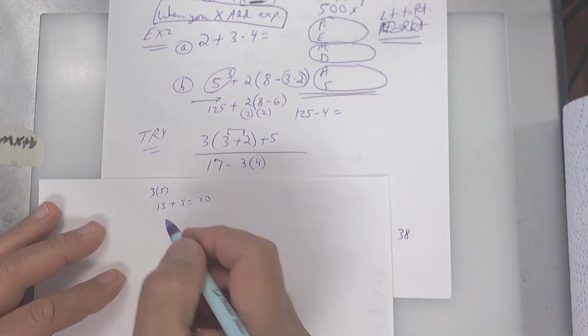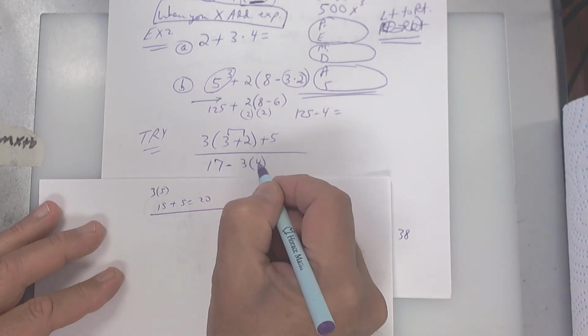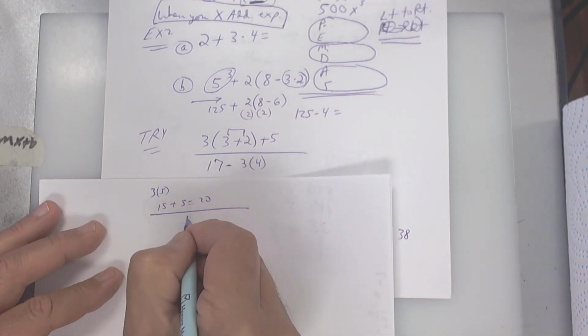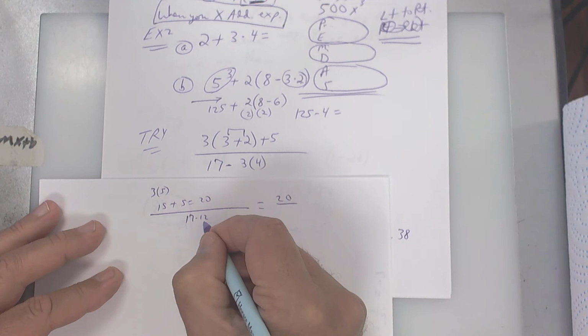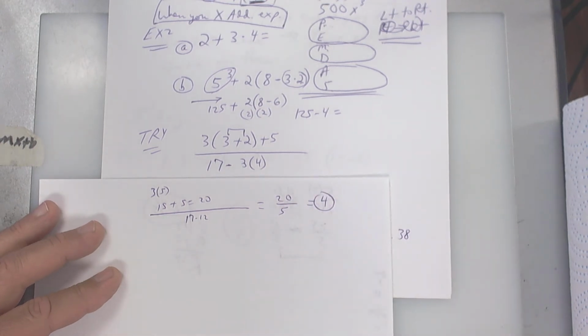Actually, this is a fraction. So 20 is on the top. Now minus and then times. This means times. And times is higher. So that's 12. So that's 17 minus 12. So the final answer is going to be 20 over 5. And 20 over 5 is 4. Okay, that was a fraction.